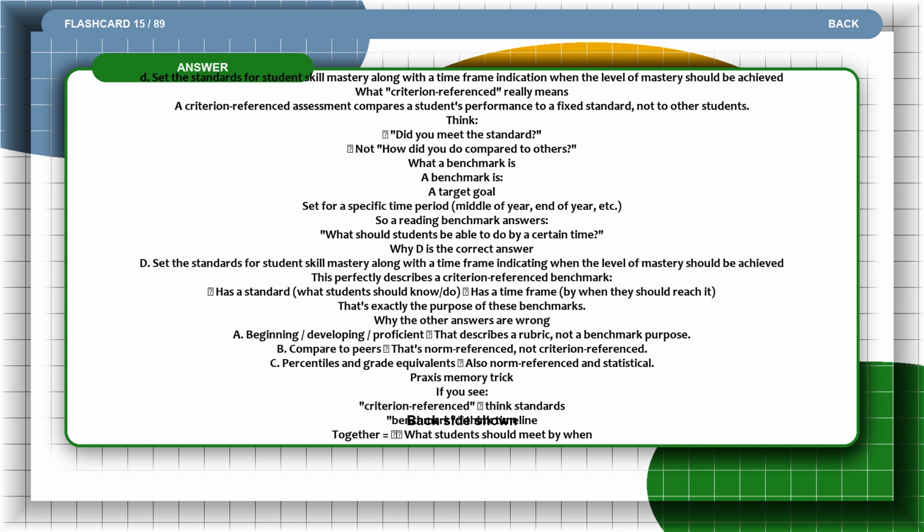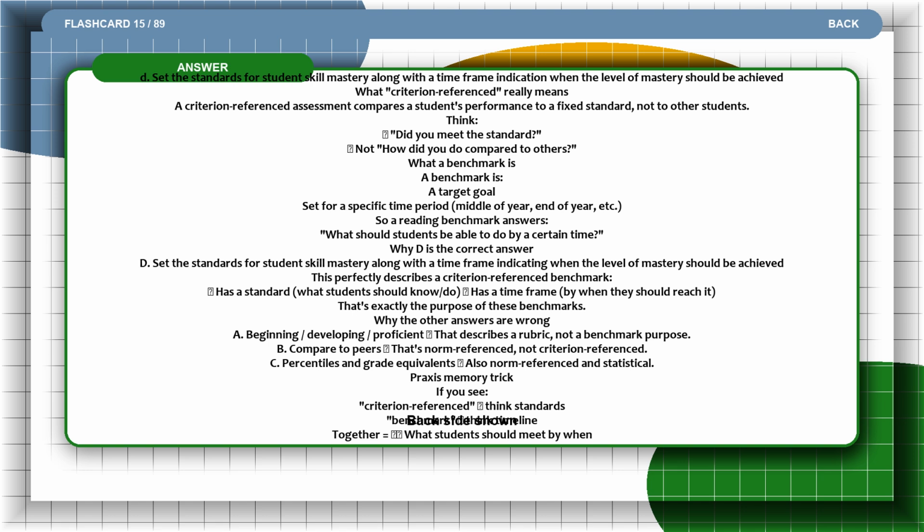Why D is the correct answer. D. Set the standards for student skill mastery along with a time frame indicating when the level of mastery should be achieved. This perfectly describes a criterion referenced benchmark. It has a standard: what students should know or do. It has a time frame by when they should reach it. That's exactly the purpose of these benchmarks.